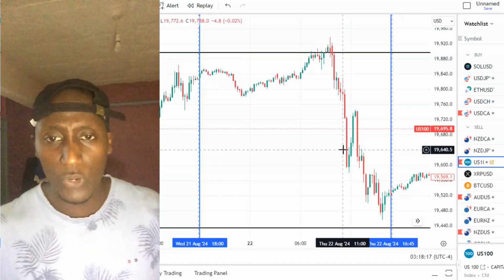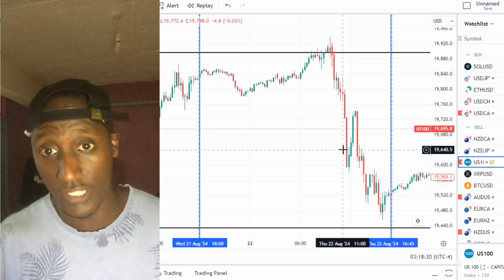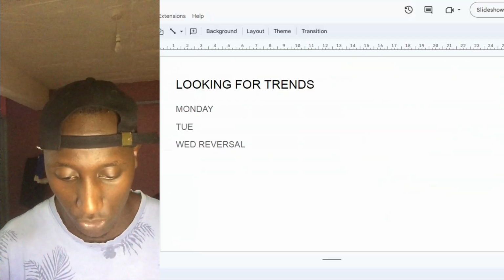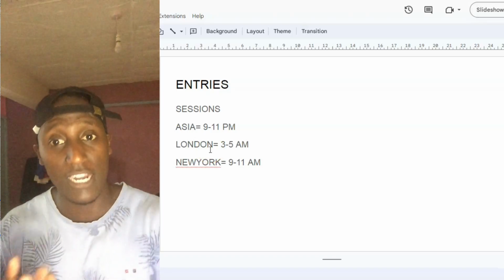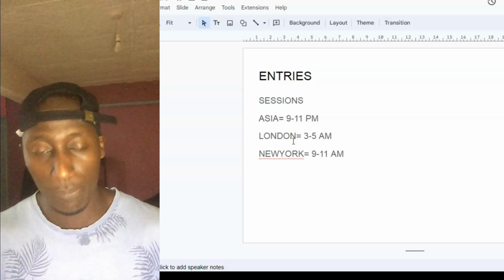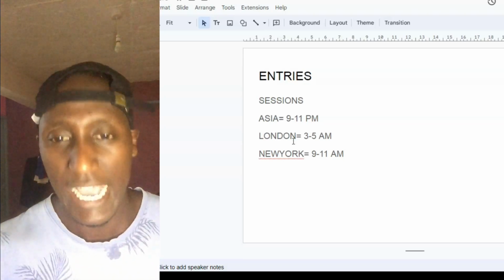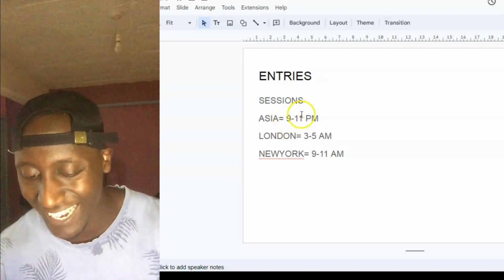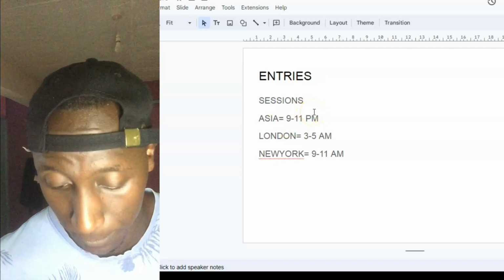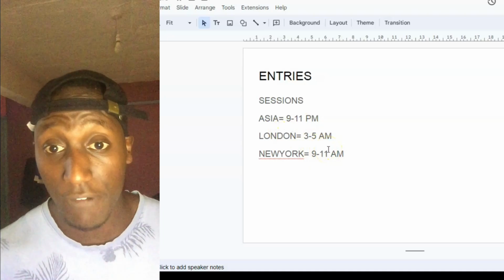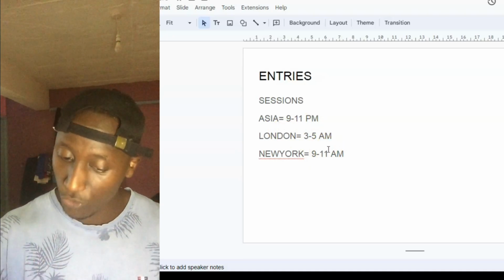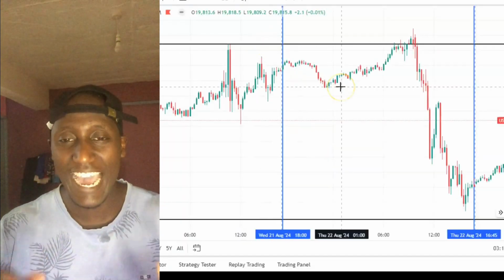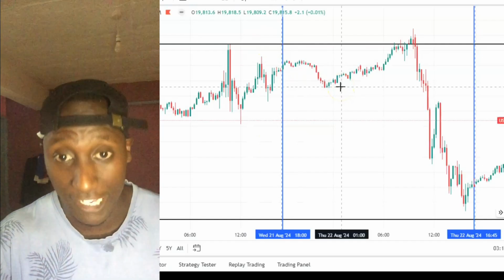Now that we know exactly how I look for these reversals, how do we time ourselves in order for us to get these reversals? So there are 3 sessions that you can come to trade in the market. And for me, I only prefer trading 2 sessions. And in those 2 sessions, I only look at the charts for 2 hours per session. So Asia is between 9 and 11 p.m. This is New York time, by the way. And then London is between 3 and 5 a.m. New York time. And then New York is between 9 and 11 a.m. New York time.